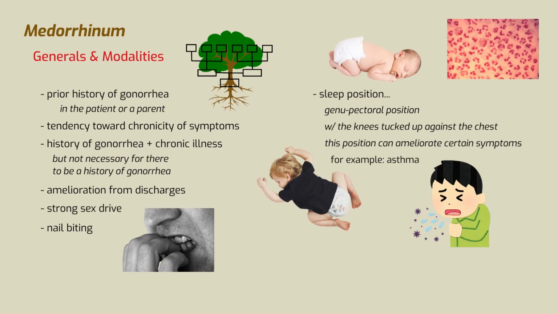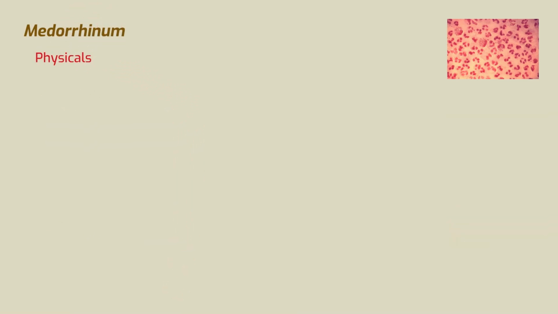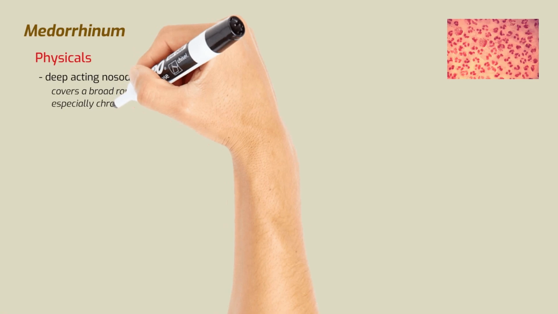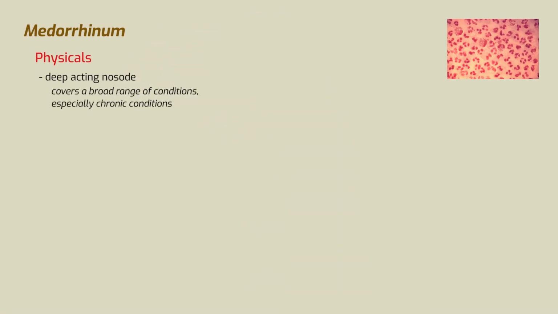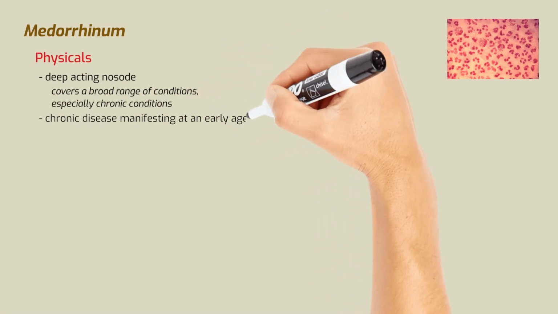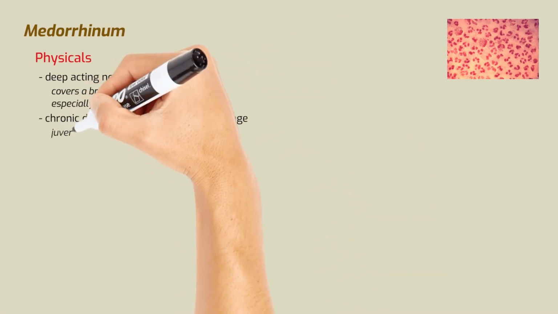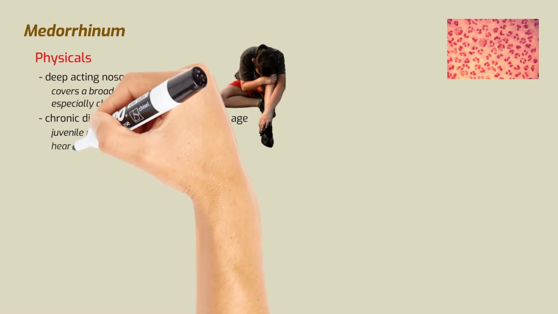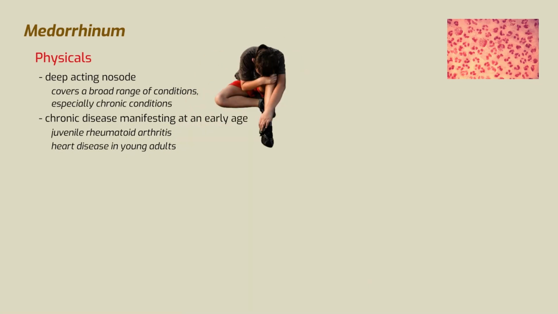All right, now let's talk about Medorrhinum's physical indications. Being a deep-acting nosode, Medorrhinum is a remedy for a very broad range of conditions, especially chronic conditions. We think of this remedy when we see serious chronic disease manifesting at an early age. So when we see juvenile rheumatoid arthritis in a child, for example, we think of Medorrhinum. It may be indicated for heart disease that develops in younger adults.